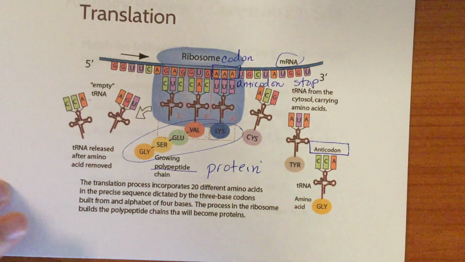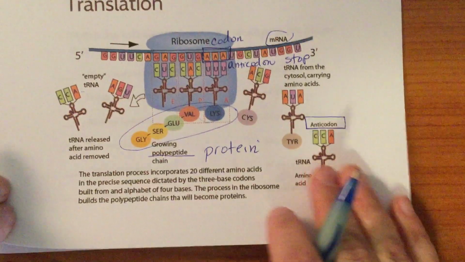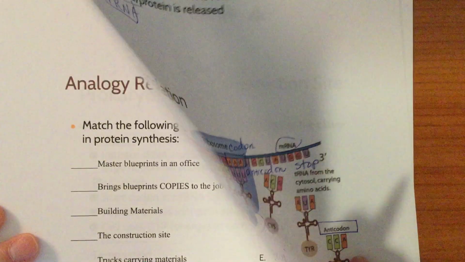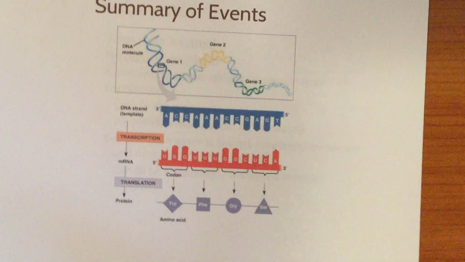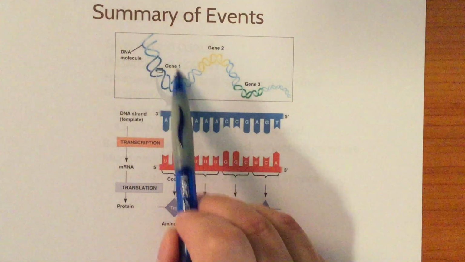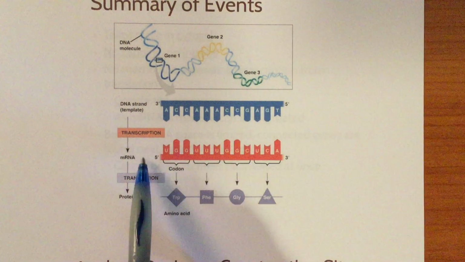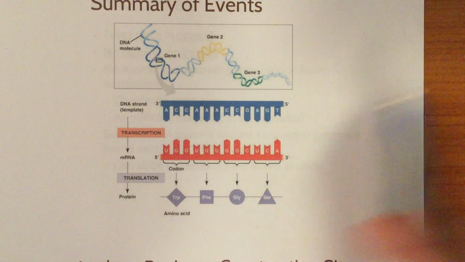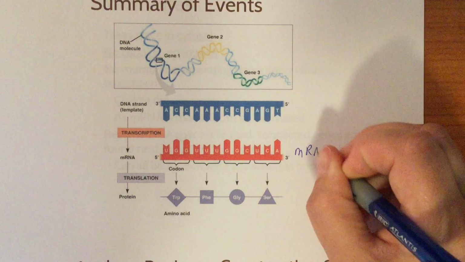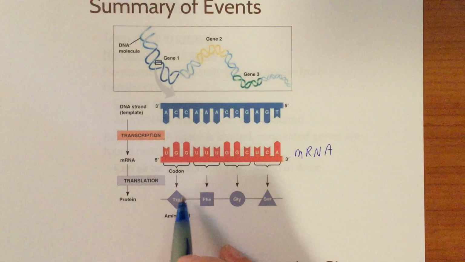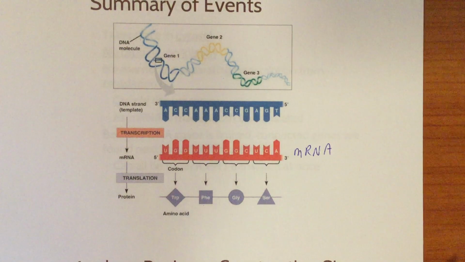Okay, so it's easier to see it in motion, so I've got a few videos that I want you to watch in a little bit to help you do that. But in summation here, here's your double helix. Here's transcription, turning DNA into RNA. Notice the U's, so this is your messenger RNA. And translation is all about building the sequence of amino acids. These are the symbols for those amino acids.